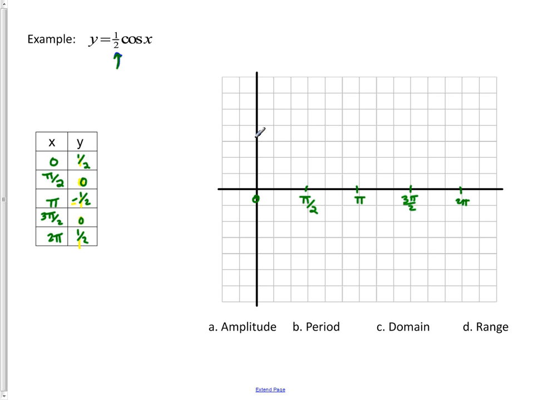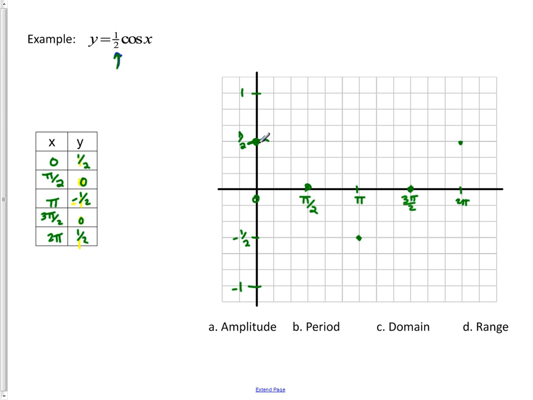So if we want to do a little bit of a comparison right here, here's 1/2. Here's -1/2 along my y-axis. I'll compare that. Here's positive 1. Here's -1. So if I were graphing my cosine function, I'd go 0, 1/2, pi over 2, 0, pi, -1/2, 3 pi over 2, 0, and 2 pi back up to positive 1/2.